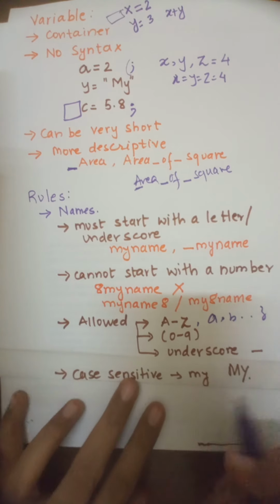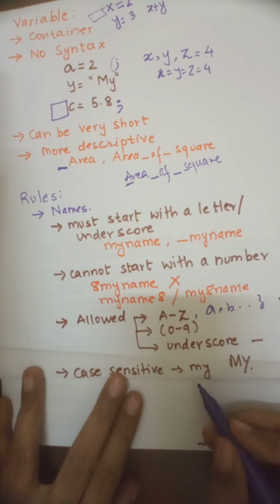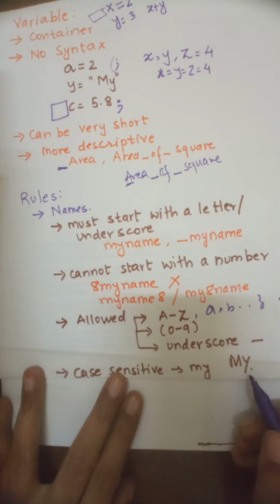And the third thing is that variables are case sensitive. Suppose I have declared a variable name as my in lowercase, and while using it again I write it in capital letters, at that time it is going to give you some error.